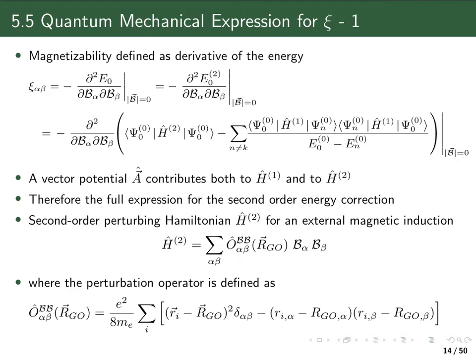Now we have to take derivatives of both these terms with respect to two components of the magnetic field, which of course means that we need to know how the first order Hamiltonian and this second order Hamiltonian look. The first order Hamiltonian we have already derived in the previous lecture, where we looked at the quantum mechanical expression for the permanent magnetic moments of a molecule. So what we are missing is the second order Hamiltonian, and that comes from the A squared term, which has the vector potential squared.